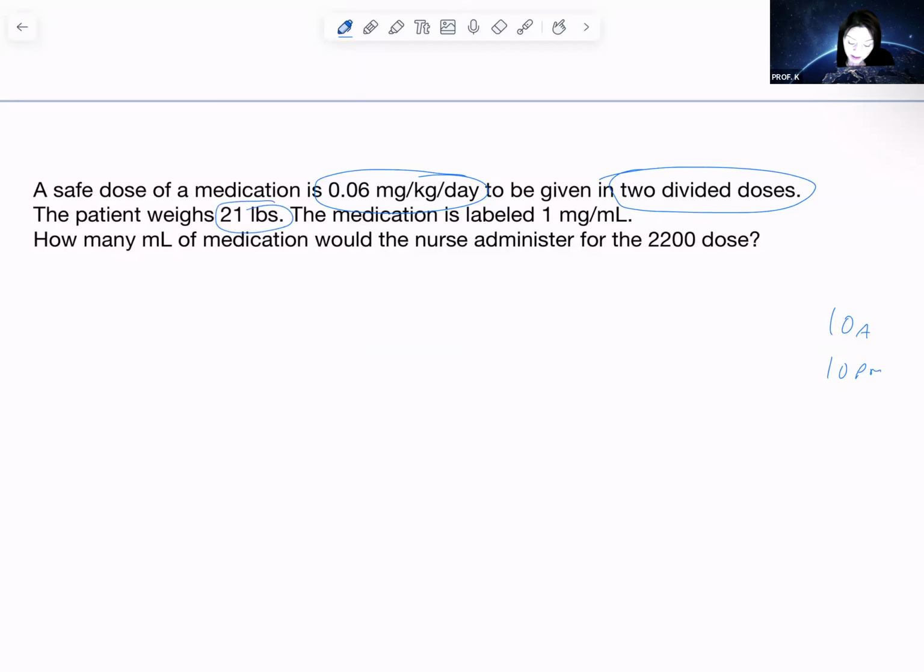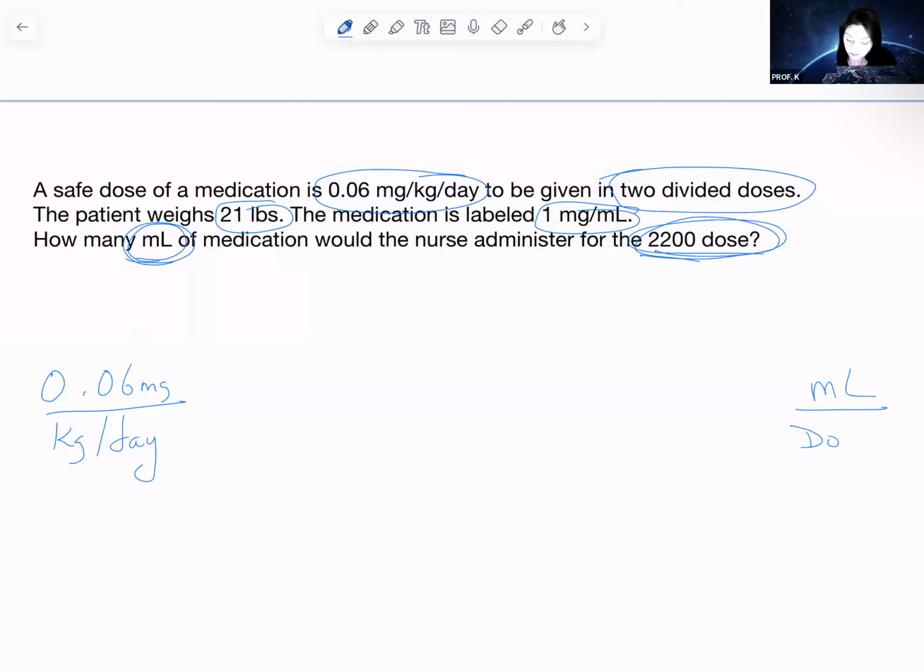The patient weighs 21 pounds. The medication comes labeled with what's in it. This is asking you something very specific. How many milliliters of the medication will the nurse give for the 2200 dose? We start with our given, our doctor's order. 0.06 milligrams per kilogram per day. It wants to know how many milliliters per dose the patient's going to get.